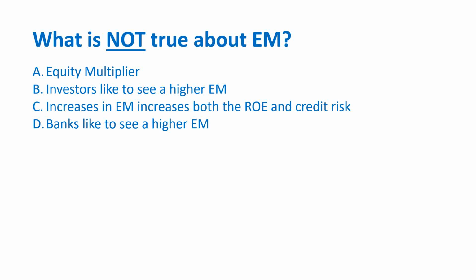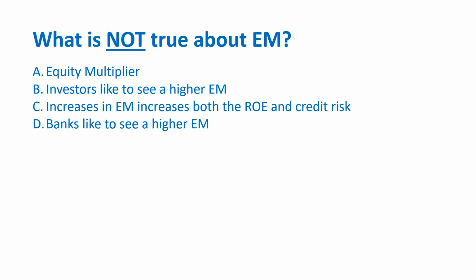The correct answer is D, because A is correct. EM is equity multiplier. Investors like to see a higher equity multiplier, higher turnover, higher profit margin, because all of them drive the ROE up. Now, increases in equity multiplier increase the ROE but also the credit risk, because as EM increases, you're borrowing more and more. So the credit risk is high. You may be unable to pay the interest and you could be forced to declare bankruptcy.